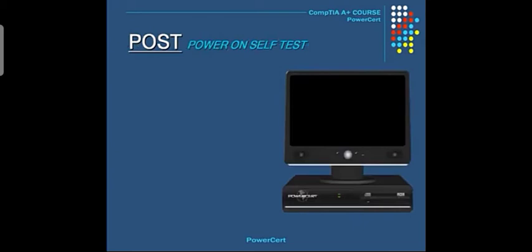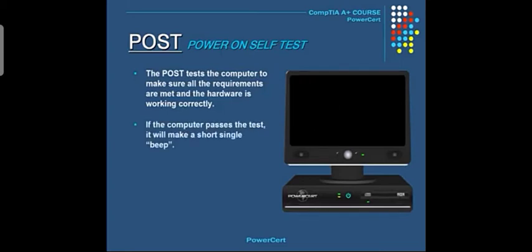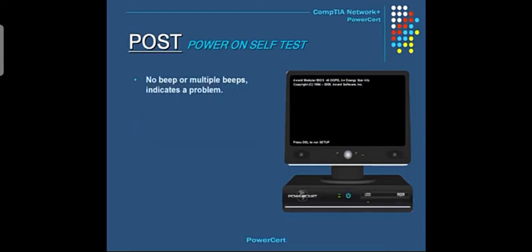When you turn on a computer, the computer does what's called a power on self-test, or POST. It tests the computer to make sure all the requirements are met, and that the hardware is working correctly before starting the operating system. If the computer passes the test, the internal speaker will make a short single beep, which indicates that the computer has passed the test and is booting up normally. However, if there's no beep or if there are multiple beeps, then that means that the computer has failed the test and something is wrong, and the computer needs further troubleshooting to find out what the problem is.